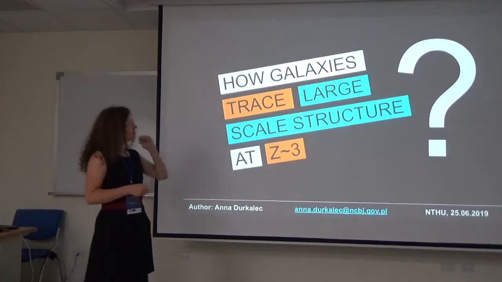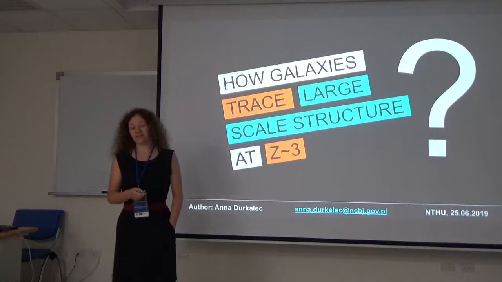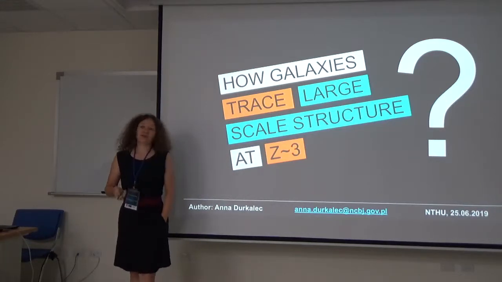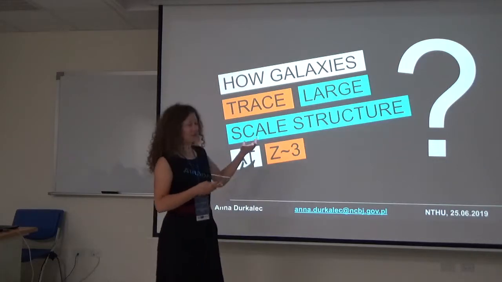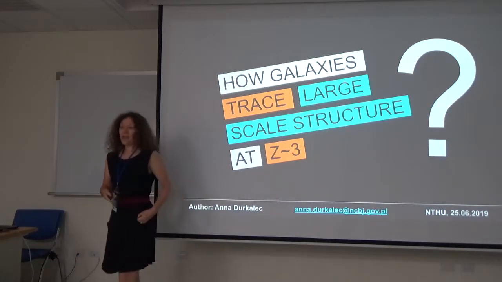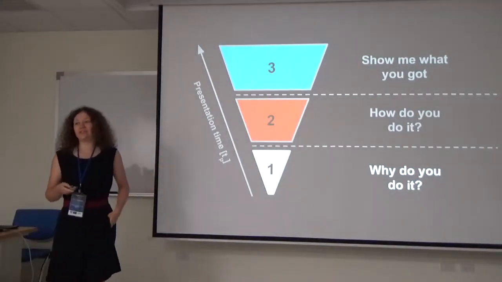And I'm going to talk slightly not related to Akari, how galaxies trace large-scale structure. That's the question: how galaxies trace large-scale structure at high redshift, and by high redshift I mean redshift 3. And why are we even asking this kind of question?